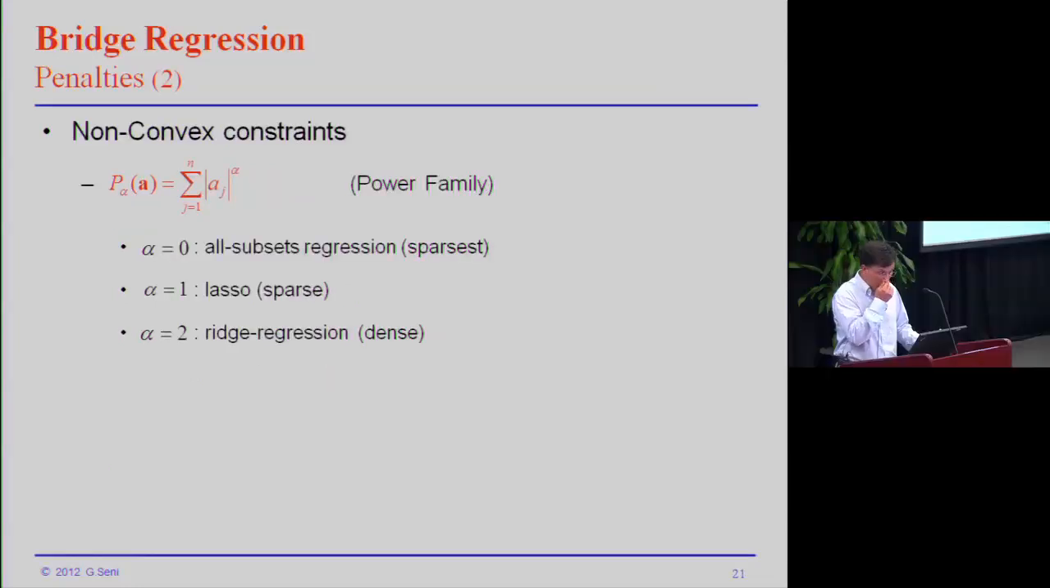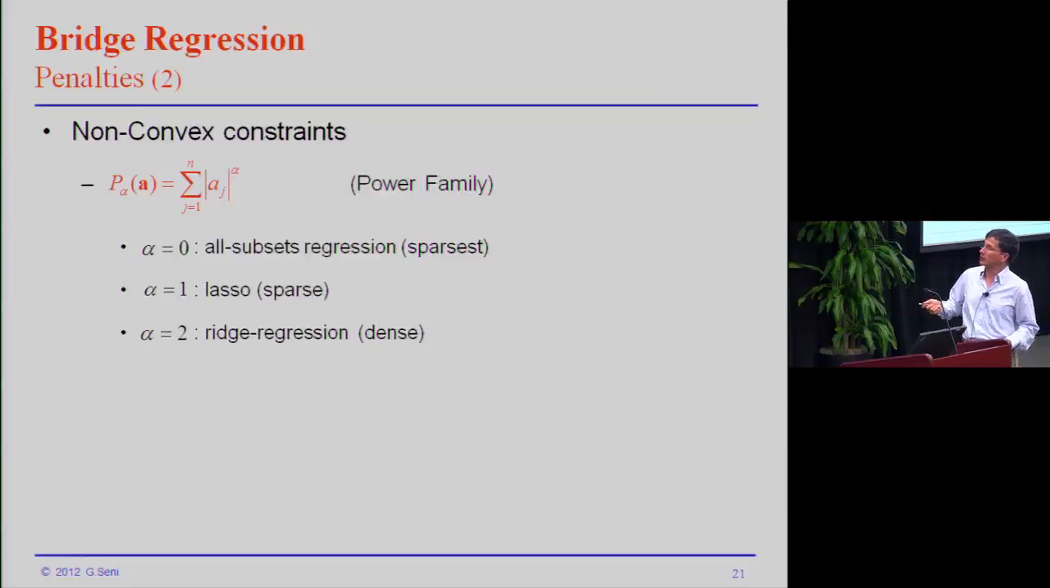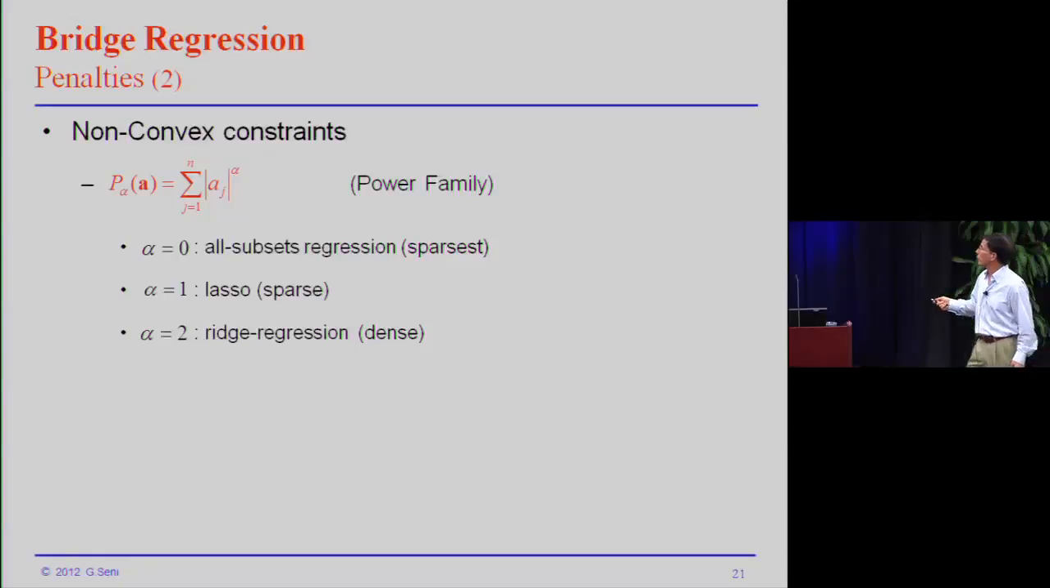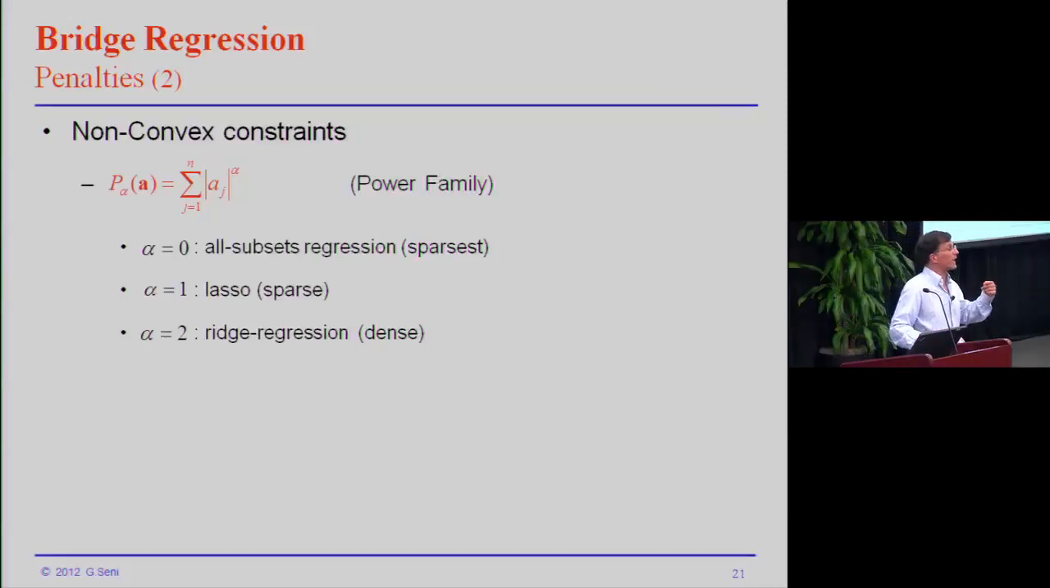Another example of a bridge penalty comes from the power family. Notice that this one straddles a wider region of the sparsity continuum. When alpha is equal to 0, the penalty is just as if we were counting the number of parameters that are non-zero. That's analogous to doing all subsets regression, and that's the sparsest solution that we can generate. If alpha is equal to 1, we get the lasso. If alpha is equal to 2, we get the ridge regression.